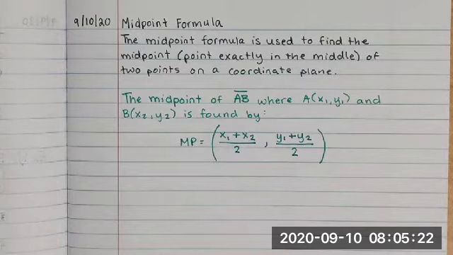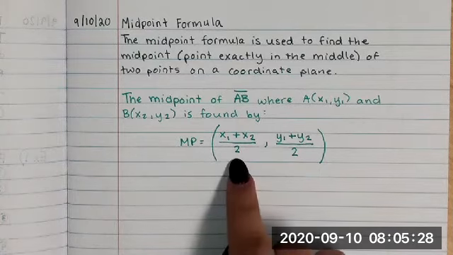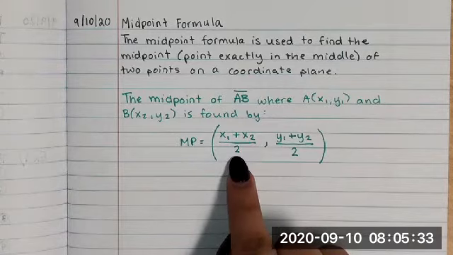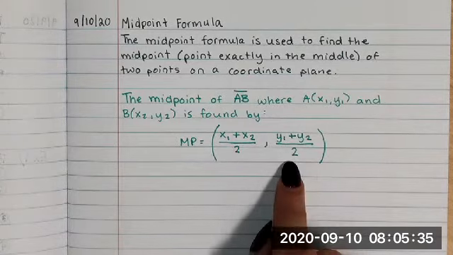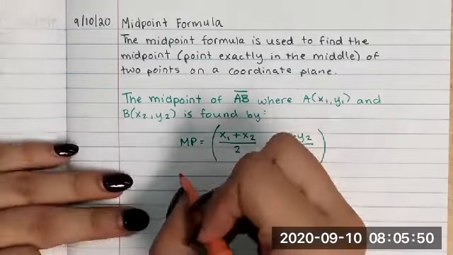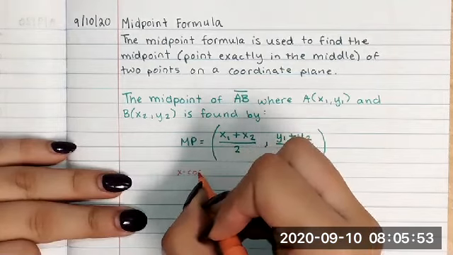Now this may seem a little bit weird, but what you're doing is you're finding the average between the x values, add up the two x values, divide by 2, and the average between the y values, add up the y's, divide by 2. So this is two separate calculations that you'll be doing to find both the x coordinate and the y coordinate.